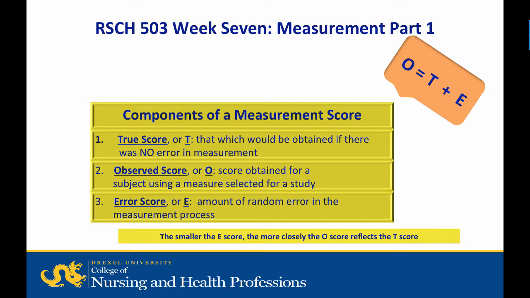When an instrument measures a variable, there are 3 components to the obtained score. First, there is the true score, that which would be obtained if there was no error in measurement. Second, there is the observed score, that is, the score obtained by a subject on the instrument used. And third, the error score, that is, the amount of random error in the measurement process. The smaller the error score, the more closely the observed score reflects the true score.